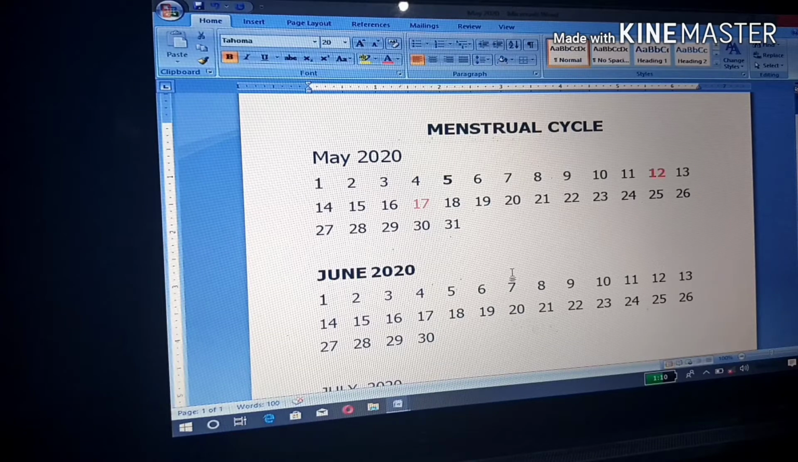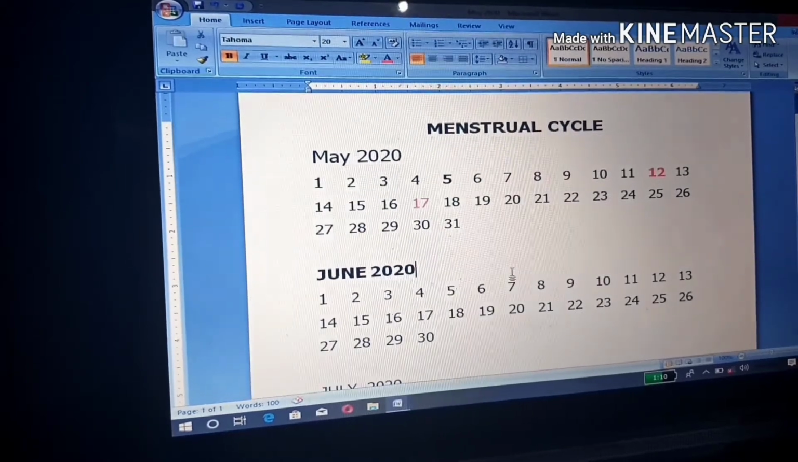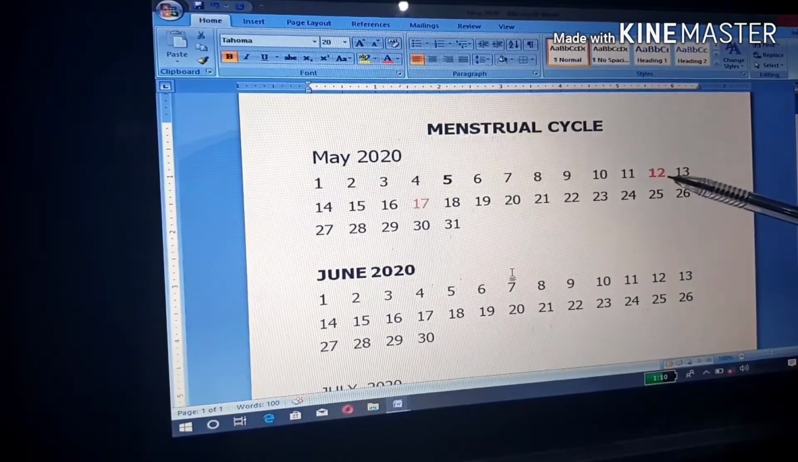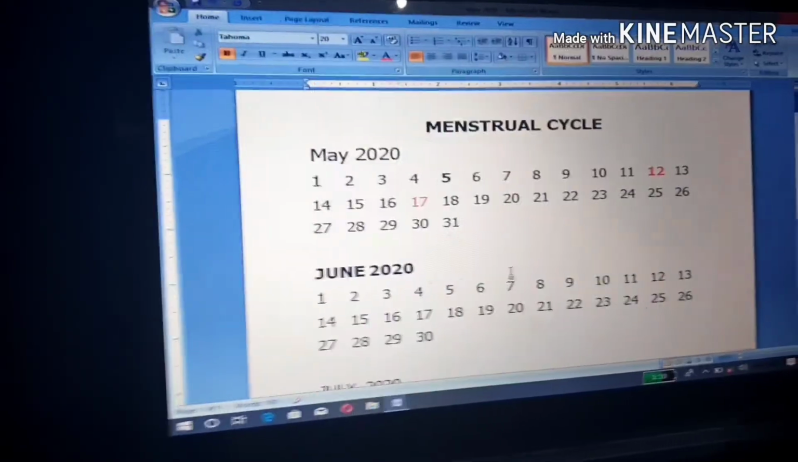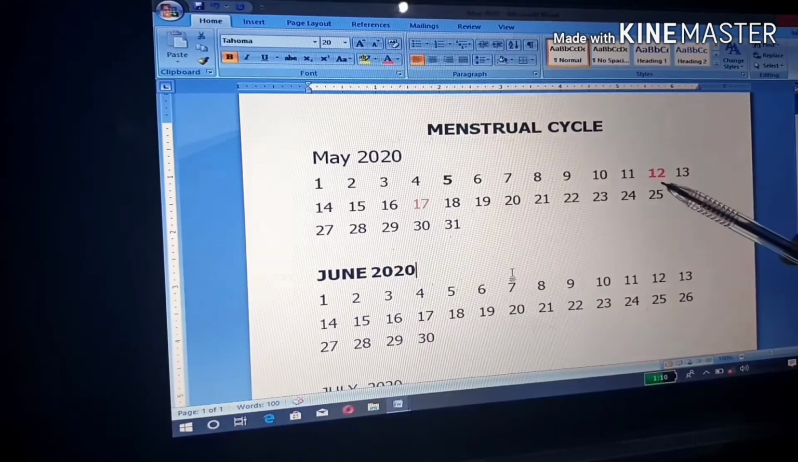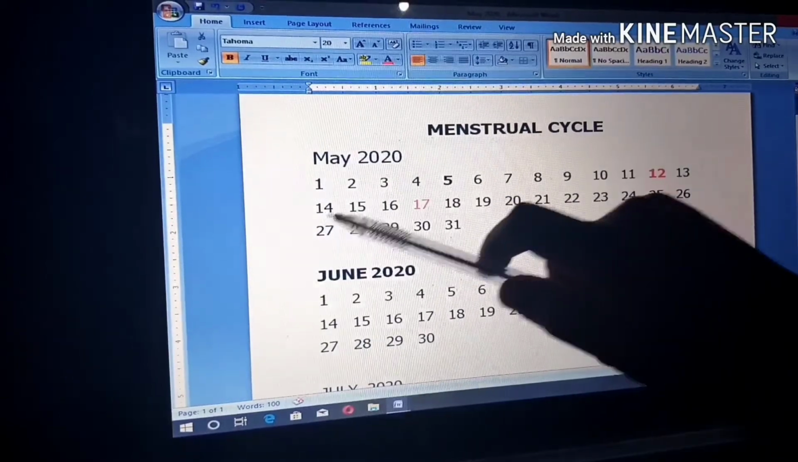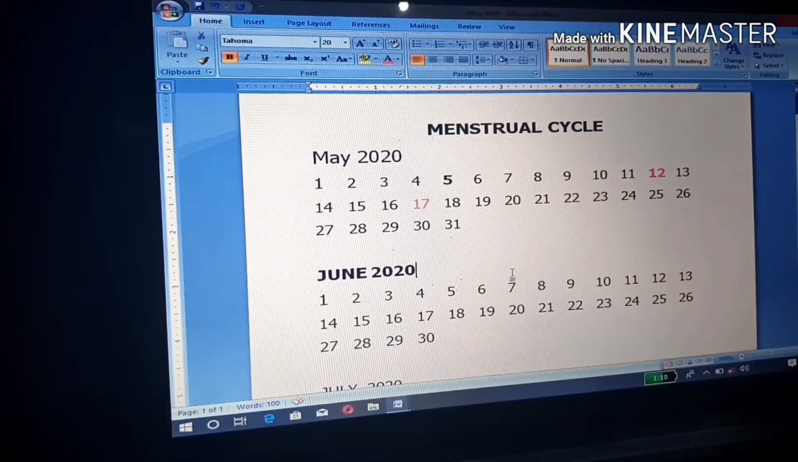Now let's use an example: your cycle is a 20-day cycle. If you subtract 14 from 20, it gives you 6. That means you ovulate 6 days counting from your last menstrual cycle. For instance, if you started menstruating on the 12th, to get 6 days, all we have to do is count 1, 2, 3, 4, 5, 6. That means you'll be ovulating on the 17th of May.